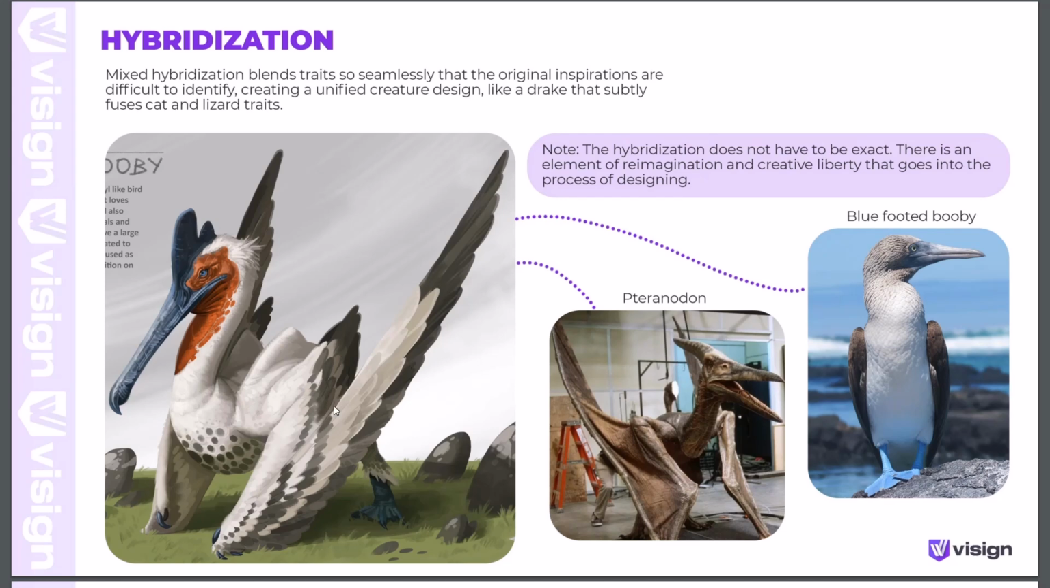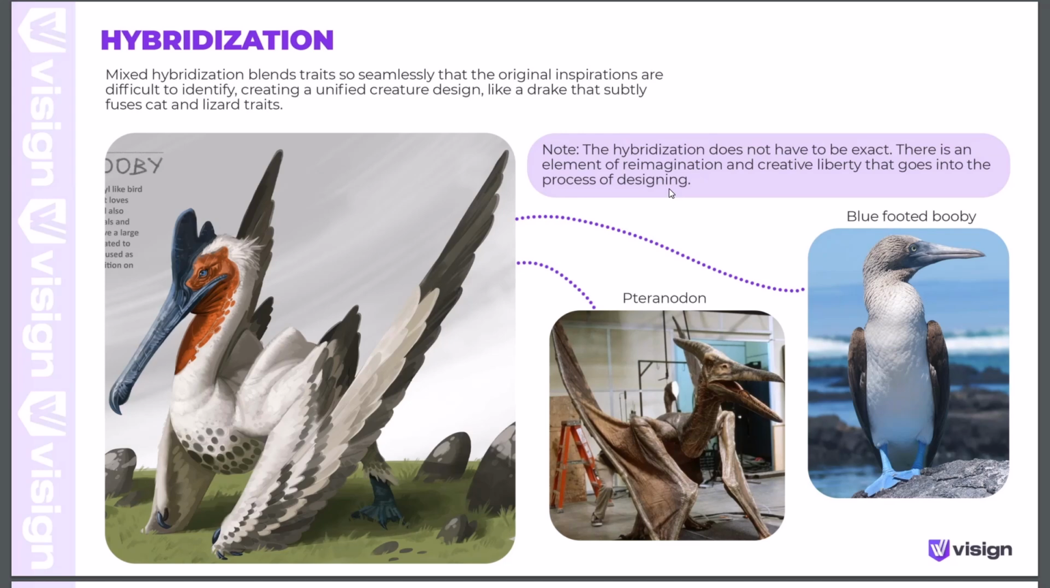No, I take different elements and I blend them together. I have the wing structure of the pteranodon, but I have basically feathers like a normal bird, I have the head structure as well that's similar to this animal, but it still has a lot of bird elements to it. So it's much more blended and subtle in that regard. Keep in mind, hybridization does not have to be exact. There is an element of reimagination and creative liberty that goes into the process of designing.